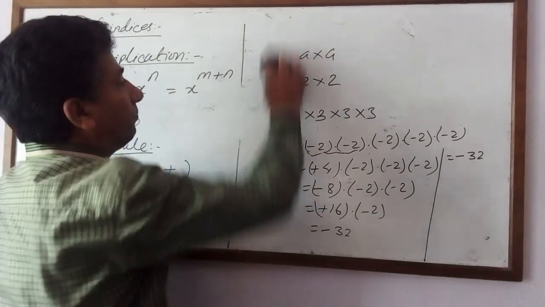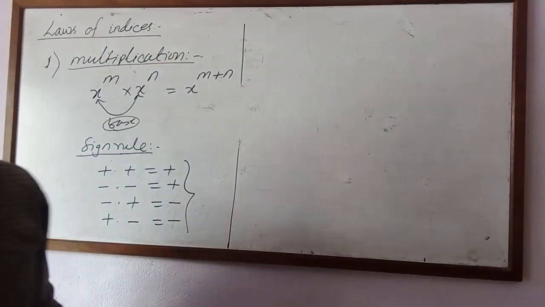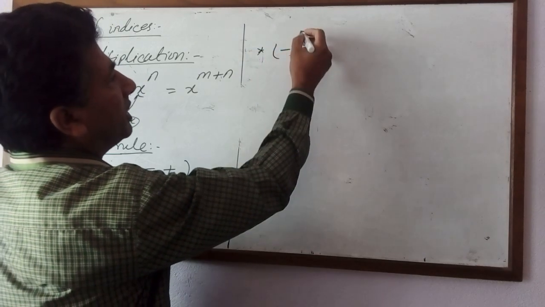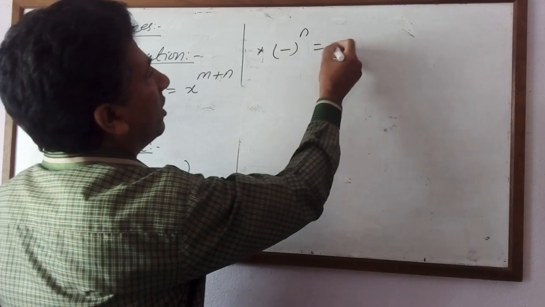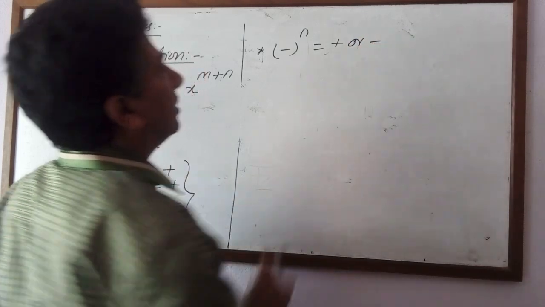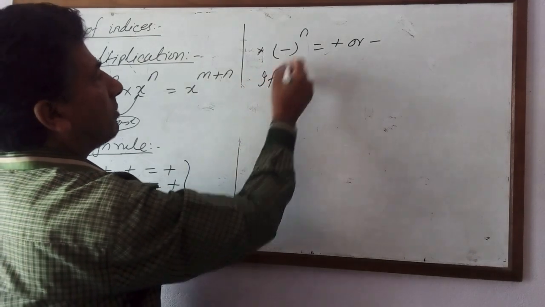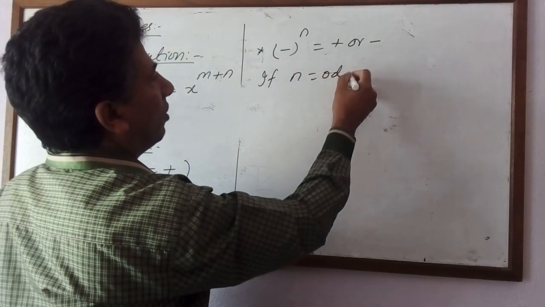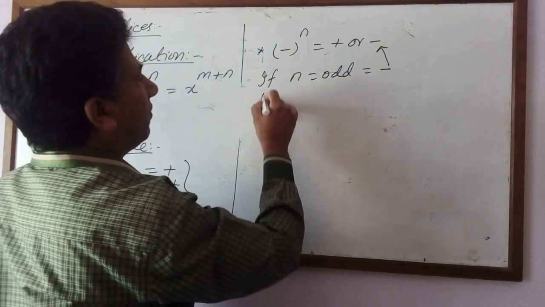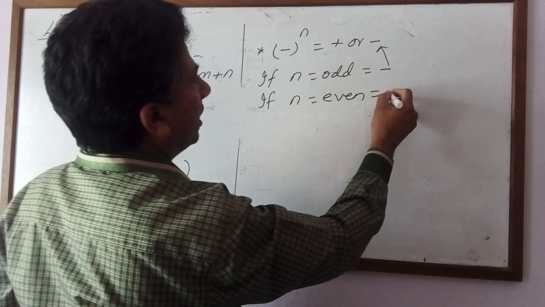Okay. Now this minus sign, when you multiply, this is also a simple formula you can remember. Minus, if there is n, it will be plus or minus. If there is a minus sign, this n is the power. If this power n is an odd number, then you have to take the minus sign. Here will be minus. If this power n is even, then it will be plus.